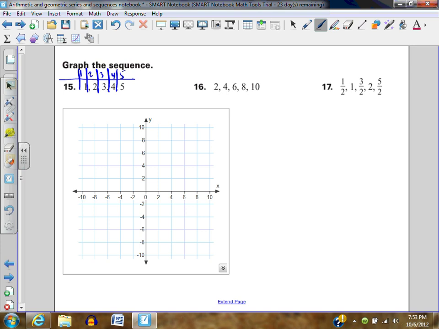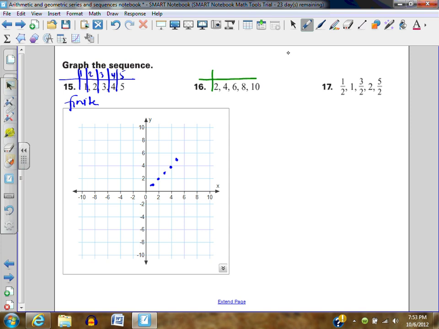When x is 1, y is 1. When x is 2, y is 2. x is 3, y is 3. x is 4, y is 4. x is 5, y is 5. And I'm not going to connect these, nor am I going to extend these because they're finite. Yes? Yes. Okay, I'm going to do this one in green.